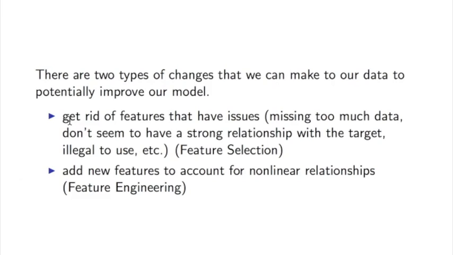So paring down your features, getting rid of some of them, is called feature selection. Creating new features is called feature engineering. And we'll talk about both of those a bit more later. So that's a quick overview of some aspects of the linear model process.